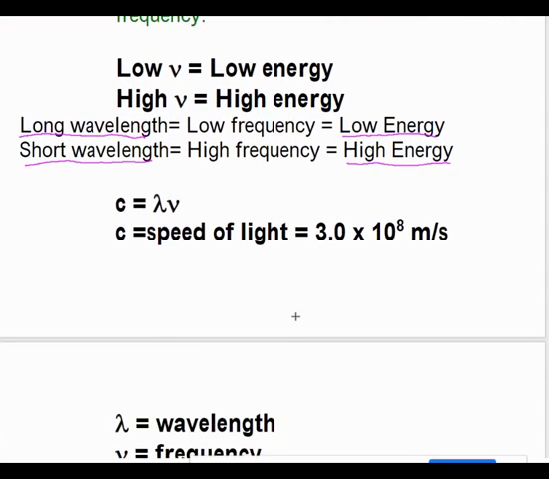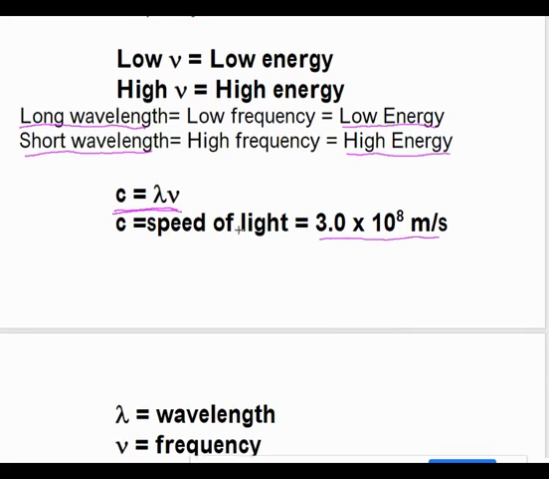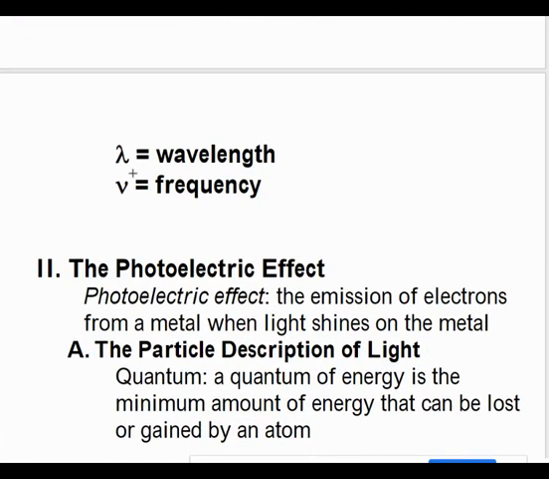All right, we do have this equation that we can use to calculate frequency or wavelength using the speed of light, which is a constant. It's 3.0 times 10 to the 8th power. We're not going to actually calculate with this, but it's a very simple algebra equation. Okay, and here are our symbols one more time. This is lambda, which is the wavelength, and nu, which is frequency.